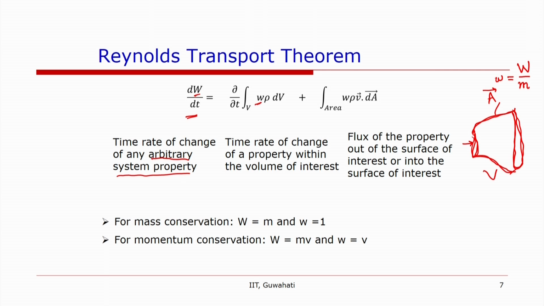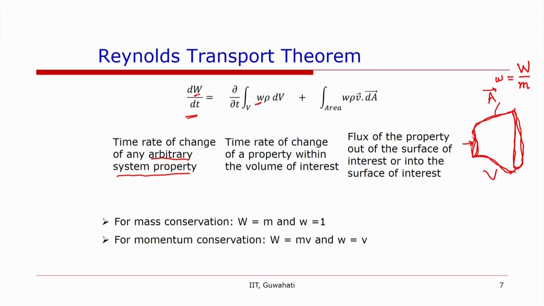One is that the rate of the property changes within the volume itself, or the property is brought into the system or goes out of the system. So, that makes quite some sense in general, but it is also important to describe this mathematically and understand this mathematically.